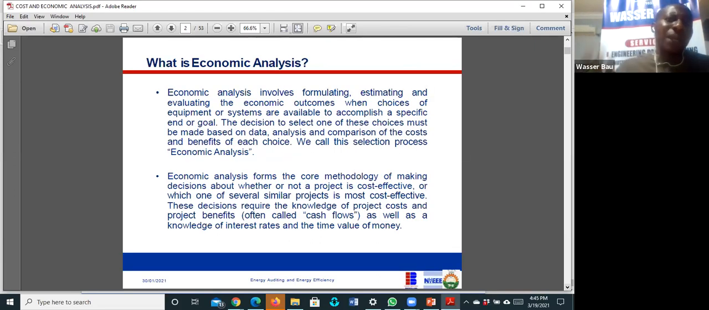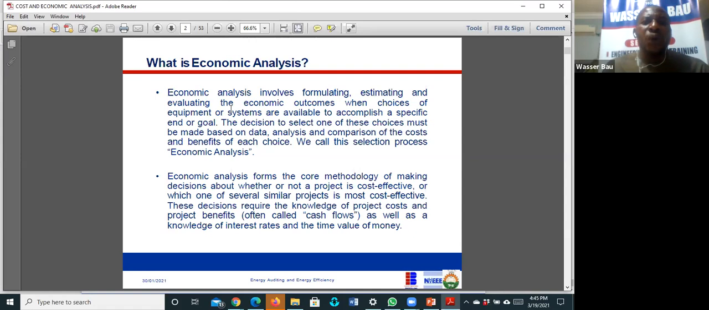So what is economic analysis? We always hear about economic and financial analysis. Economic analysis involves formulating, estimating, and evaluating the economic outcome when choices of equipment or systems are available to accomplish a specific end or goal. So when we say economic analysis, it means we are talking about choices. We are analyzing economics, and we have options.